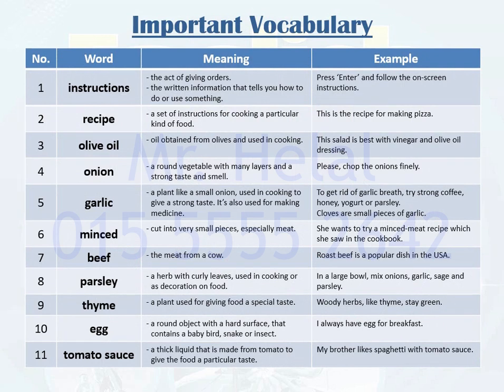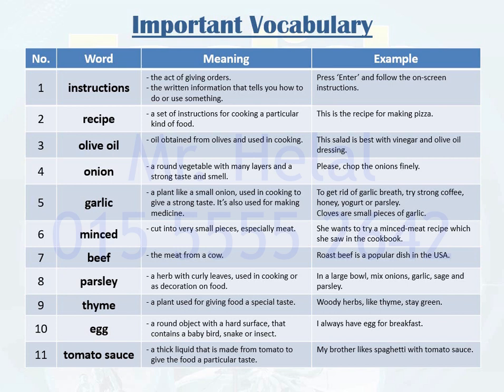Number 1. Instructions. The act of giving orders or the written information that tells you how to do or use something. Example: press enter and follow the on-screen instructions. Recipe. A set of instructions for cooking a particular kind of food. Example: this is the recipe for making pizza.